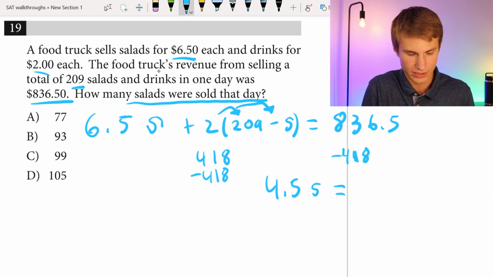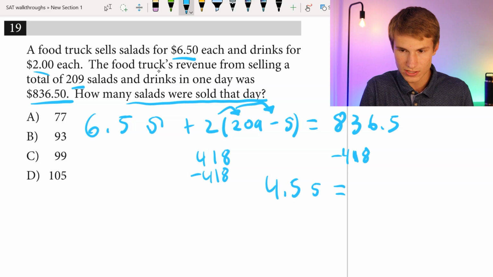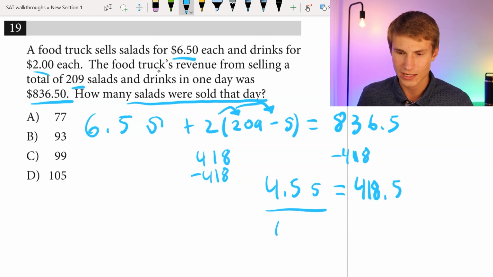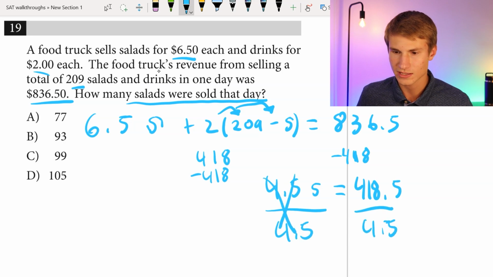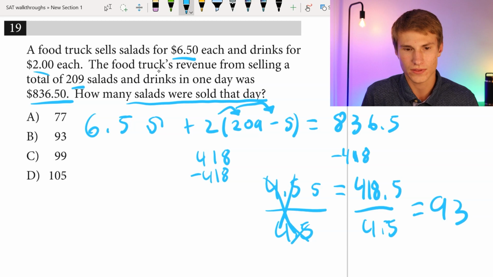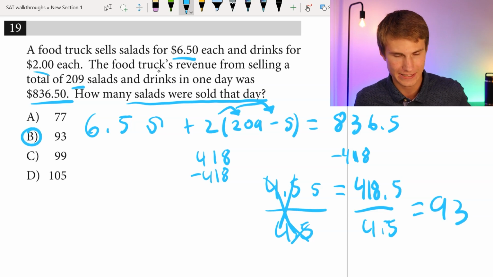So I'm going to plug that into my calculator. So we got 836.5 minus 418. Looks like, yep, and that's going to give us 418.5. We divide that then by 4.5, and that's going to give us 93. So I'll go ahead and write this out. So that's going to give us 418.5. We divide each side by 4.5, and that's going to end up giving us 93 for our value of S. So the number of salads that we sold then was 93, so our answer for 19 is B.